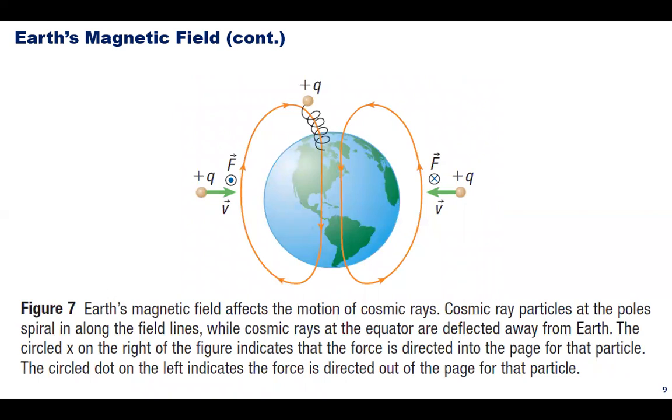Earth's core is made of liquid metal. This liquid conducts electricity, and the spin of Earth about its axis causes the liquid to circulate much like the current in a conducting loop. The circulating current causes a magnetic field.